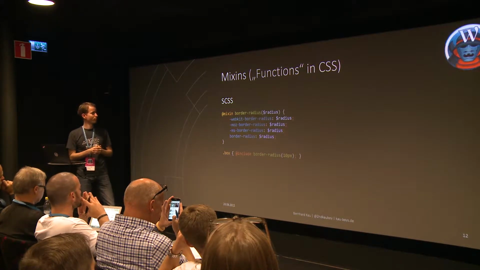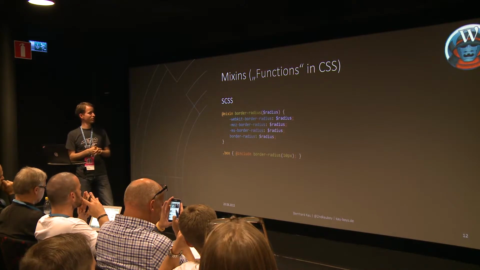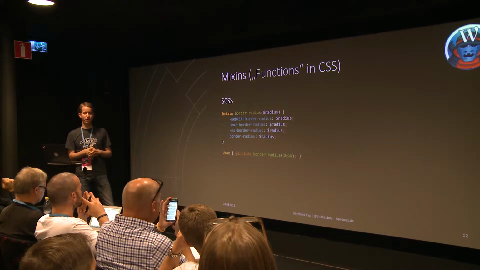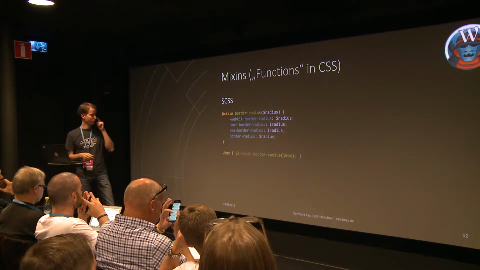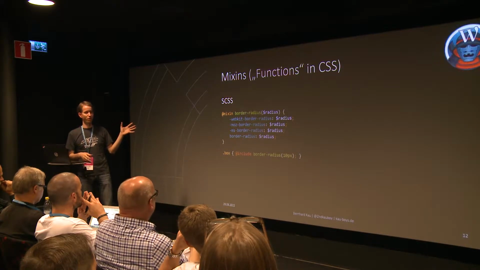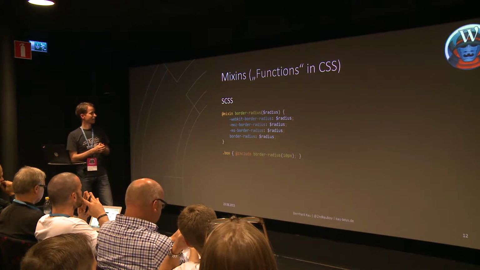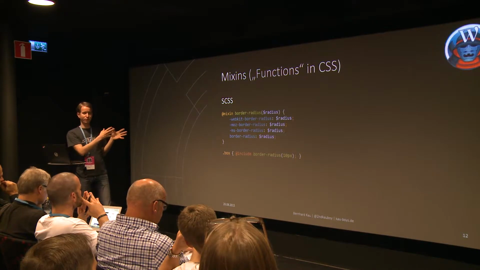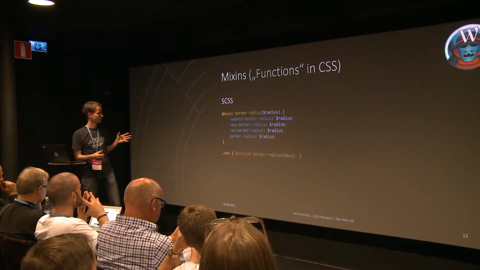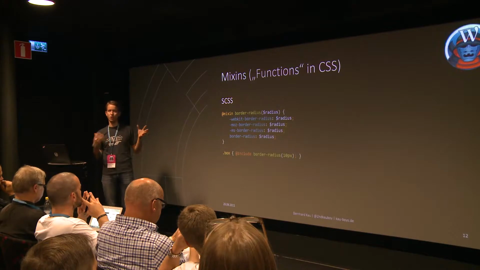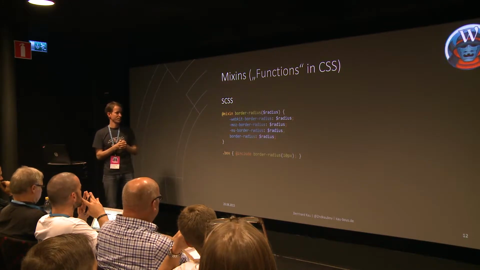Then there's mixins. That's probably one of the most powerful features in SASS, but one of the features most users don't use at the beginning because they have enough to do with variables and nesting. But mixins are really like functions in other programming languages. So let's say you have something like border radius for some element.